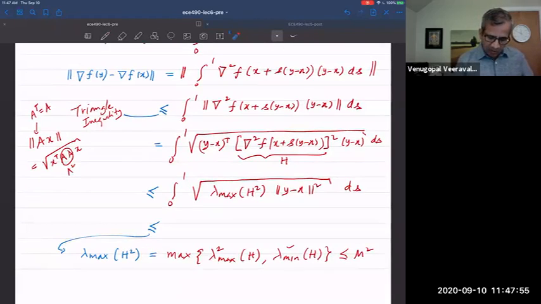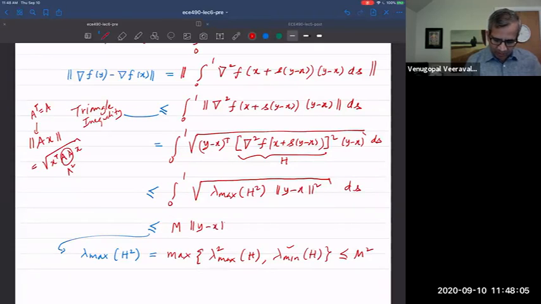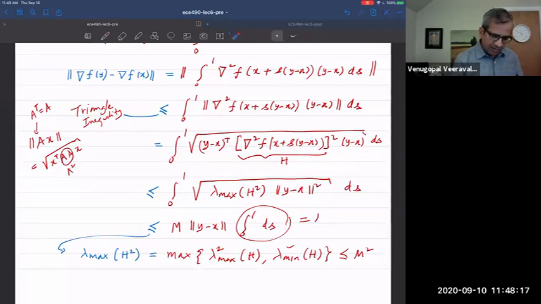Okay, so we conclude that this is less than m times y minus x. You can take it out of the square root now. Sorry, y minus x, not y minus x squared, and then integral 0 to 1 ds. But that's just equal to 1. So we have shown now that the norm difference between the gradient at y and the gradient at x is less than m times the norm difference at y and x. And so we've shown that the gradient is m Lipschitz.